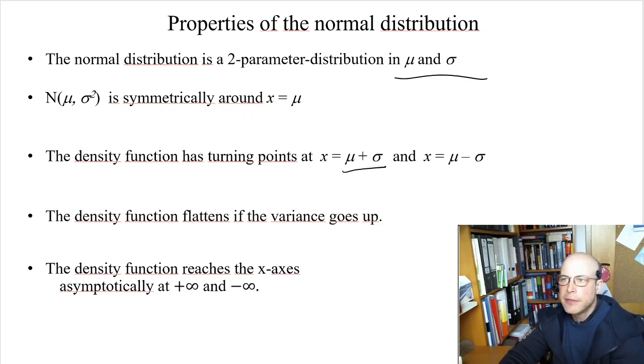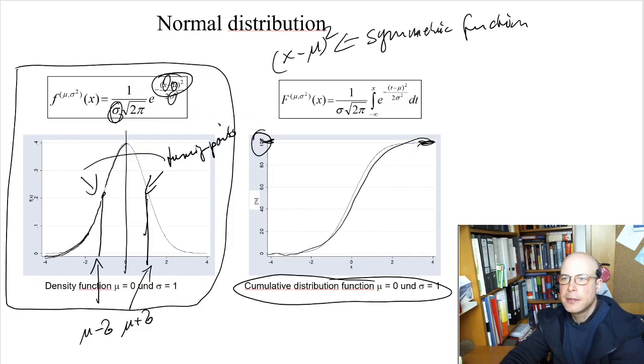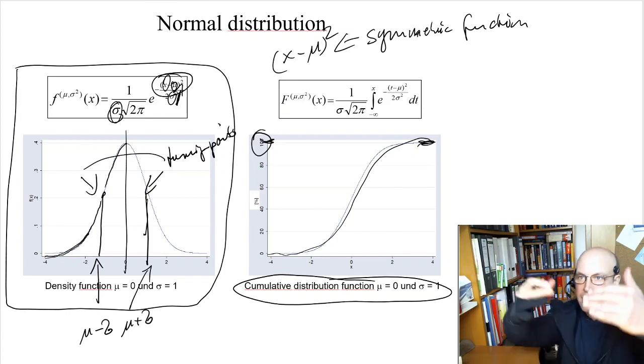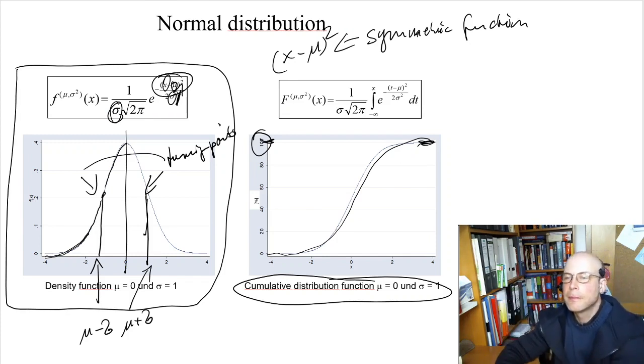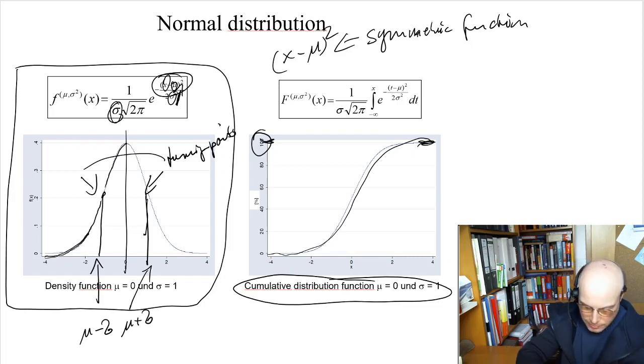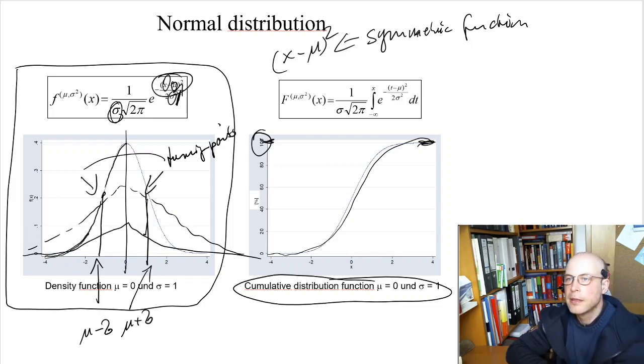For sure, if we also look at the function here, if the variance goes up, then our density function will be flattened, flattened, and flattened. So we go then like this or like this if the variance becomes larger and larger.